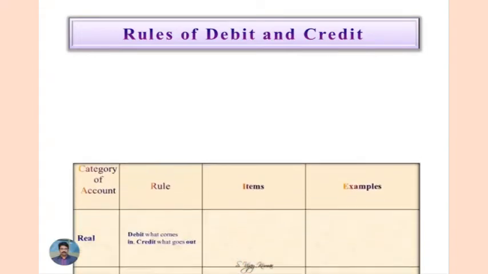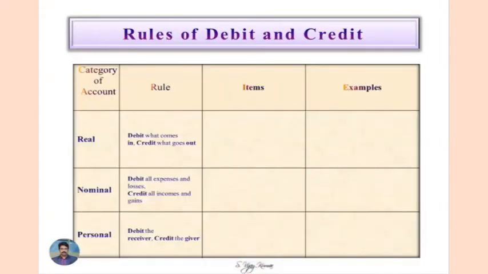What do you find in the real account, nominal account and personal account? We shall see now. Real account, all assets. Nominal account, all expenses and incomes. Personal account, all persons' accounts. So what are the examples of real account? Cash in hand, cash at bank, investments, inventory or stock, debtors, prepaid expenses are also real accounts. They are assets in fact.